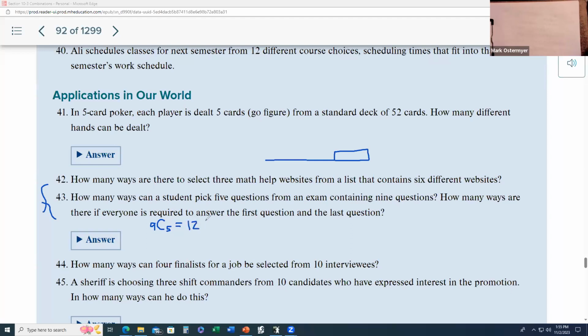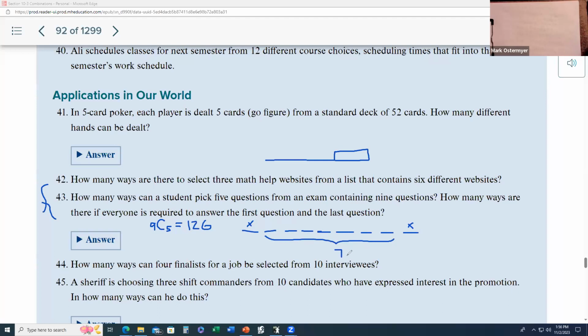Now, there's another part to this question here. It says, how many ways are there if everyone is required to answer the first and the last question? So we have 9 questions, ladies and gentlemen. 1, 2, 3, 4, 5, 6, 7, 8, 9. But we have to answer the first and last question. That's a requirement. Everybody does. Well, that leaves 7 questions left. Do you agree?